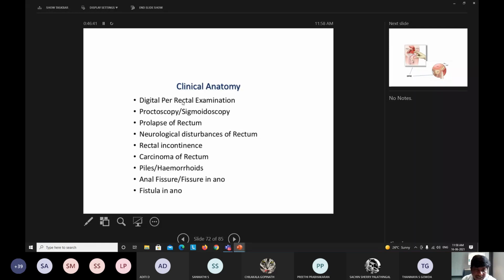DRE, that is a digital per rectal examination, is very important in most cases. In most patients, we do it in the physical examination, and we also do proctoscopy and sigmoidoscopy. Prolapse of the rectum is a common condition. Others include neurological disturbance of the rectum, rectal incontinence, carcinoma of the rectum, piles or hemorrhoids in the anal canal, anal fissure or fissure in ano, and fistula in ano. All these are the clinical anatomy of the rectum and anal canal.